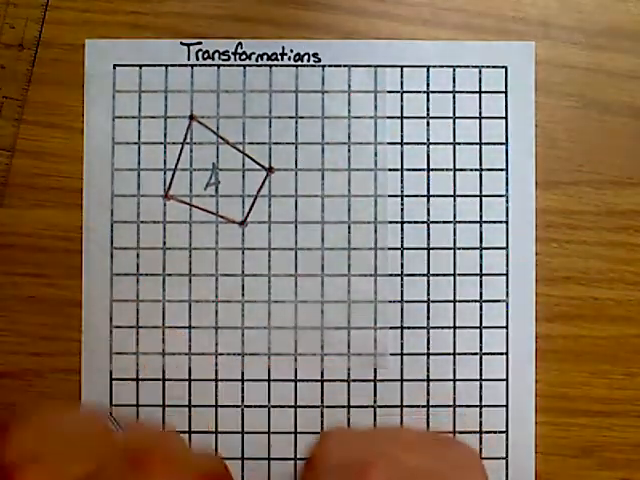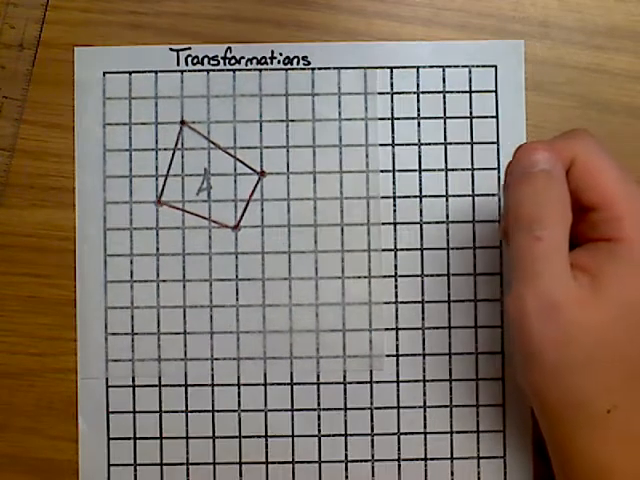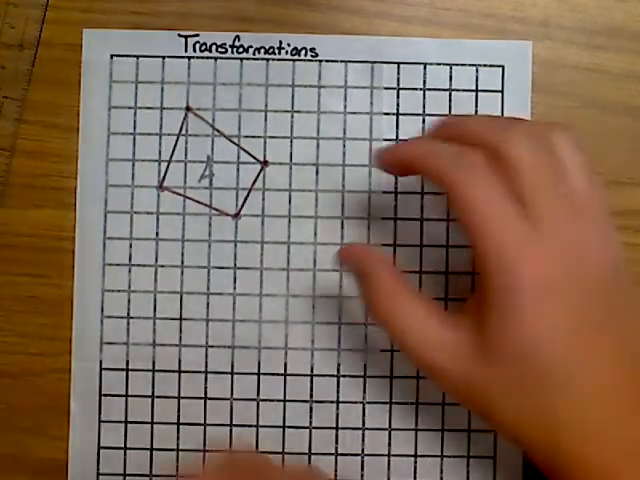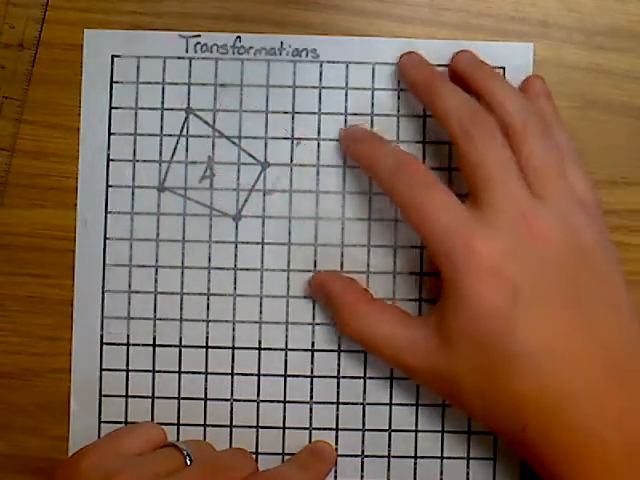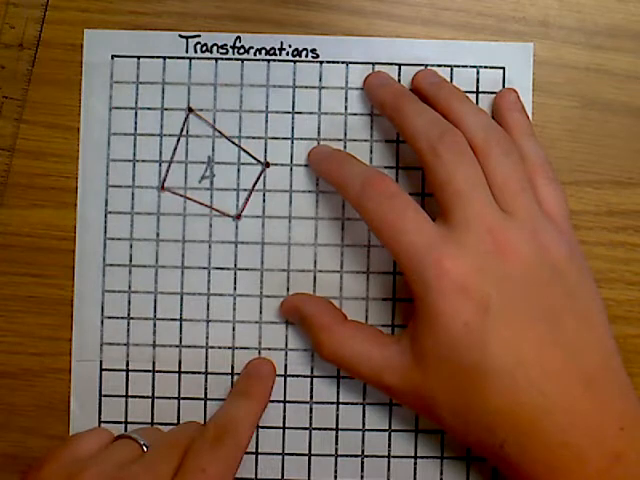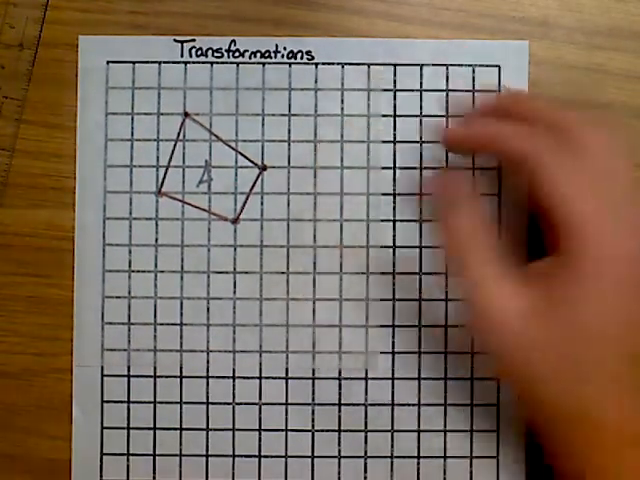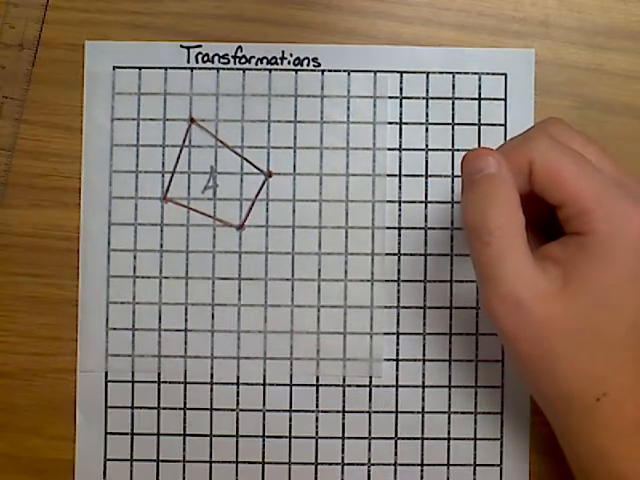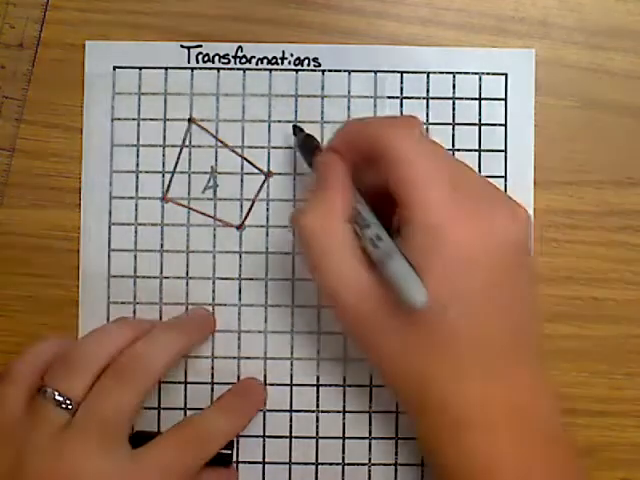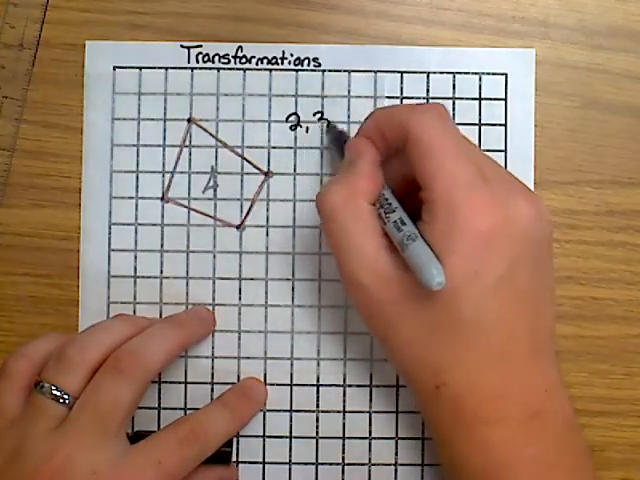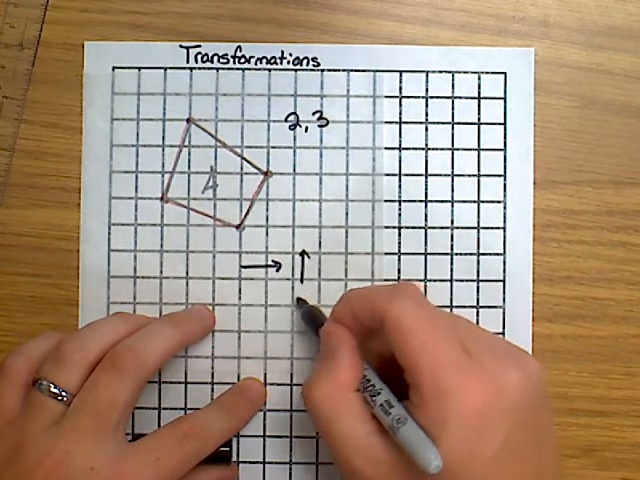So the first one we're going to go over is what's called a translation. Now translation means to move or slide. So a translation is just going to move or slide around the coordinate grid. So I'm going to show you a translation of 2, 3. So a translation of 2, 3. So it's going to go over to the right 2, then up 3.